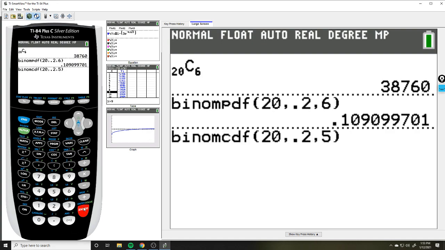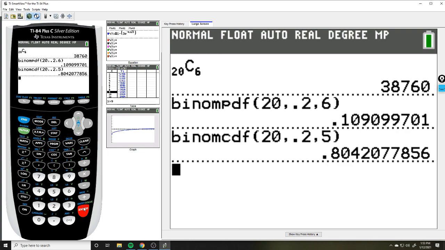And so what this is going to give me is the probability that x is less than or equal to 5. In other words, the probability that I get 5 questions or fewer correct. And you'll see that that probability is pretty big. That's about an 80% chance of getting 5 questions or fewer correct. Which should make sense because our expected value is 4. So that's our mean. If 4 is our mean, then getting 5 or less should be pretty likely. And it should be very unlikely to pass the test.